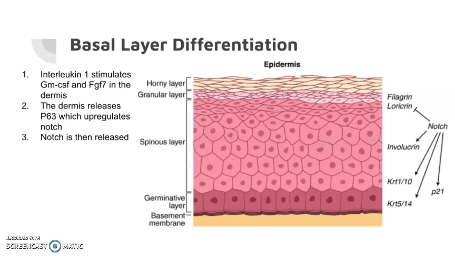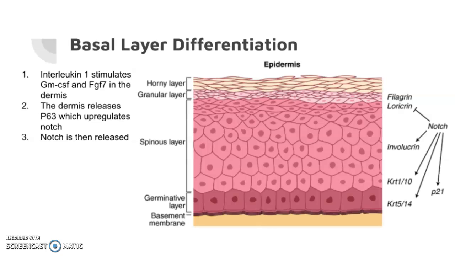The signaling for all this actually starts in the dermis. So interleukin 1 stimulates GM-CSF and FGF7 in the dermis, which the dermis releases P63, which upregulates Notch and allows for a ton of release of Notch. So Notch is, like we see here, a super key factor.